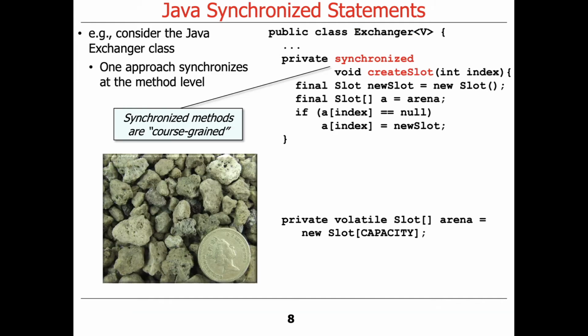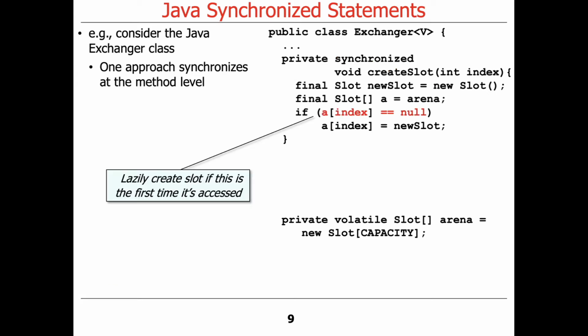So here's an implementation, which is actually not the one you get out of the box in Java, because of course the people who did this were smarter than that. But just for illustrative purposes, here's an implementation where we have a synchronized method called createSlot. And this is coarse-grained. You'll see what I mean by that in a second.